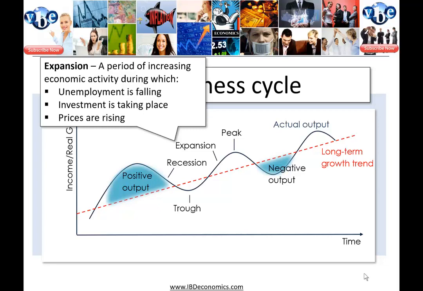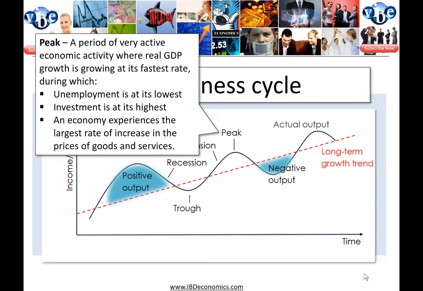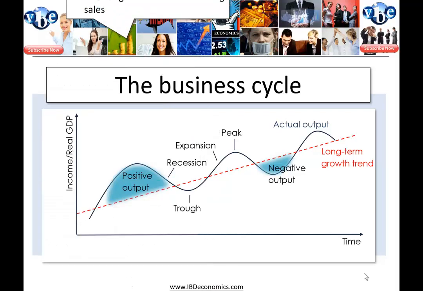The expansion is a period of increasing economic activity during which unemployment is falling, investment is taking place, and prices are rising. And at the very top of the expansion, there is a period of very active economic activity where real GDP is growing at its fastest rate. Here, unemployment is at its lowest, investment is at its highest, and the economy experiences the largest rate of increase in the prices of goods or services at the peak of the business cycle.